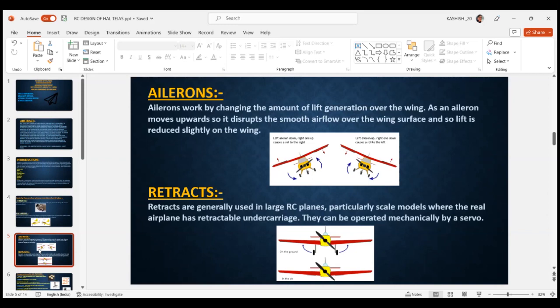Next are retracts. Retracts are generally used in large RC planes, particularly scale models where the real airplane has a retractable undercarriage. They can be operated mechanically by a servo motor. Like here in this picture, as you can see, the gear on the ground and in the air.